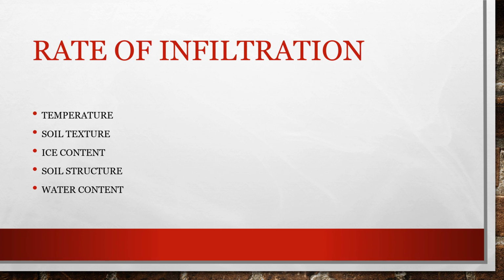Now, the third is ice content. The amount and distribution of ice within the frozen soil impact the infiltration. Ice lenses or layers can impede the movement of water, reducing infiltration rates. The formation of ice segregation or ice lenses can create preferential flow paths or barriers. Now, the fourth one is soil structure. The physical strength of the soil, including its aggregation and compaction, can affect frozen soil infiltration. Compacted or densely packed soils may have reduced pore space, making infiltration more challenging.